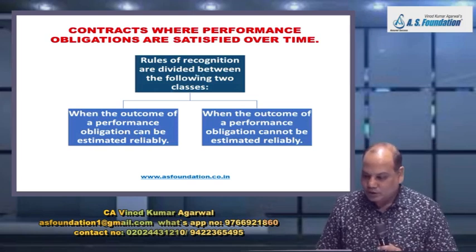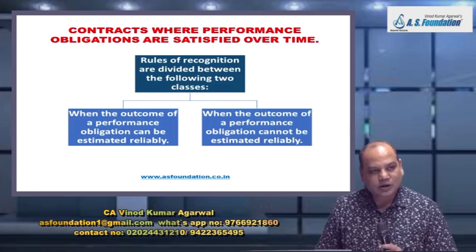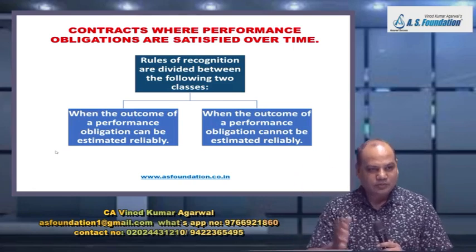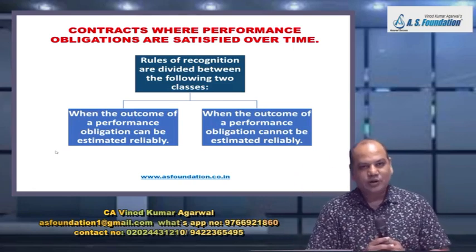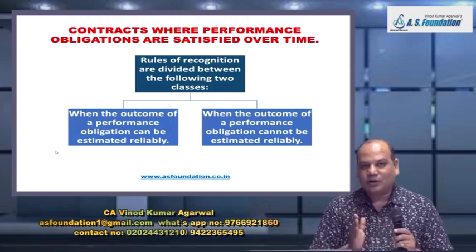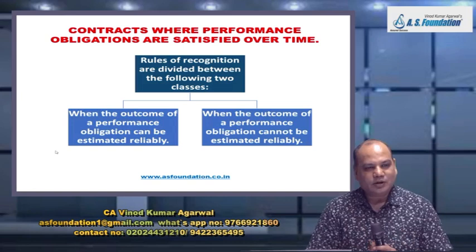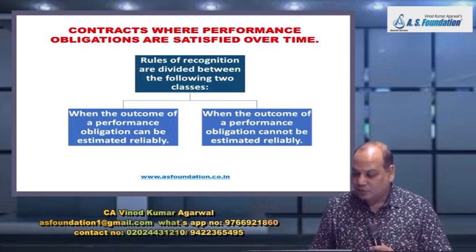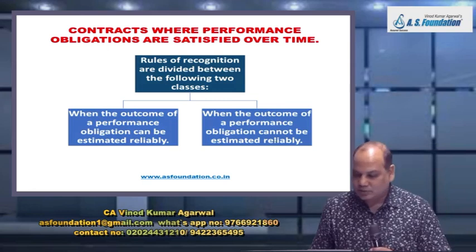So rules of recognition are divided between two classes. Outcome of the performance obligation can be estimated reliably, which means revenue can be estimated, total cost can be estimated. Okay. Therefore, you can estimate what would be the gain or loss to the company. And when the outcome of a performance obligation cannot be estimated reliably.